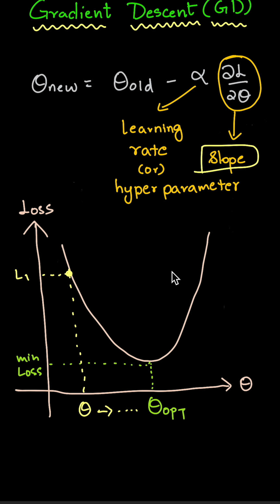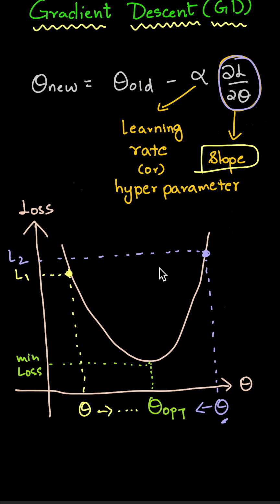And similarly, let's say my initial theta value is on the other side. Let's say this is my initial theta value, then the corresponding loss will be this much, which is also very high when compared to the minimum loss. Now at this point, the slope will be positive. As this is positive, we are subtracting something from the initial theta value. So obviously, if we subtract this value, it will move towards the theta optimal.